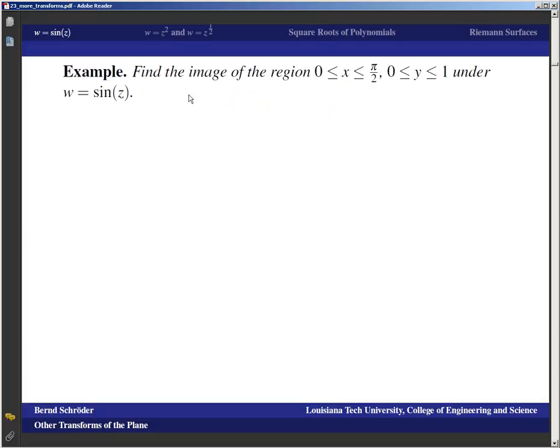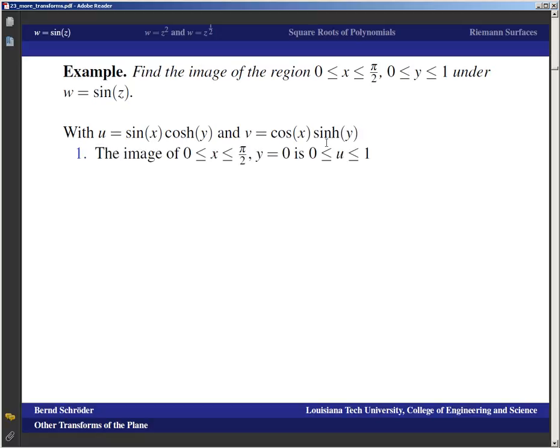As an example, let's take a look at finding the image of the region 0 smaller or equal x smaller or equal pi over 2 and 0 smaller or equal y smaller or equal 1, which is a square, under the function w equals sine of z. And we always remember that u is sine x cos y and v is cosine x sin y.